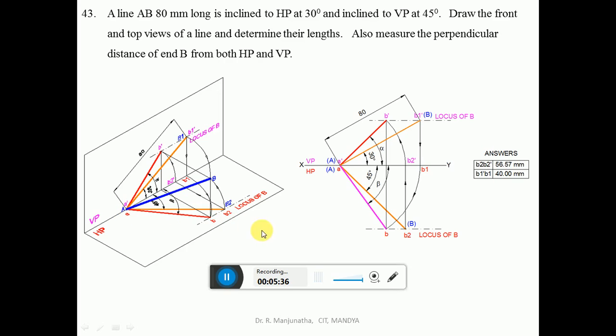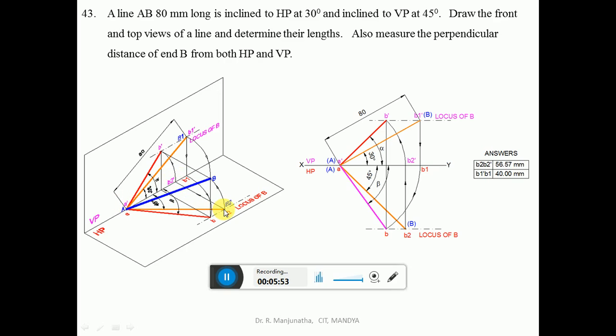So when you look from the front view, the image falls on the vertical plane. So A dash is on HP, so B2 dash is also on HP. So now A dash B2 dash is the line which is parallel to HP. That is, this is already parallel to HP.